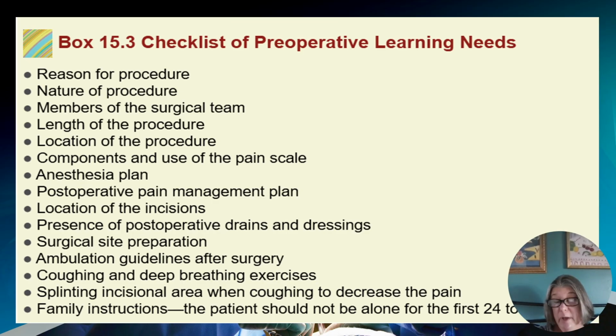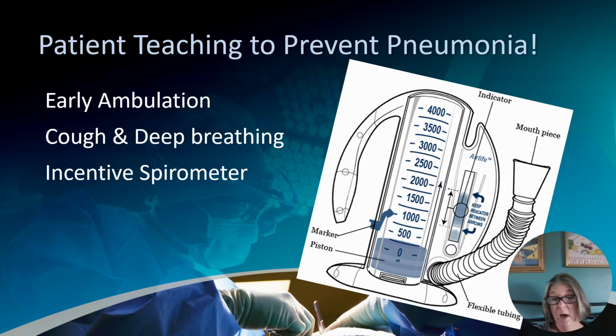And then we are going to make sure that our patient is not going to be alone for the first 24 to 48 hours. We don't want that person by themselves, right? Even if they recover from anesthesia nicely and we're happy, you know, complications can occur, and we want to make sure our person's going to be with someone. Patient teaching to prevent pneumonia: early ambulation, cough and deep breathing, and of course, incentive spirometer.